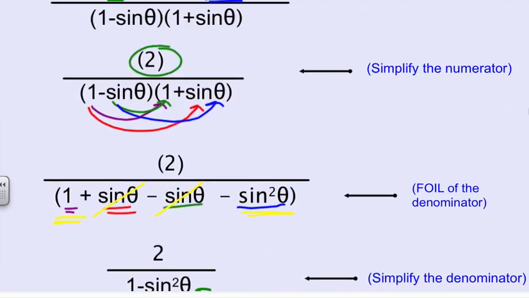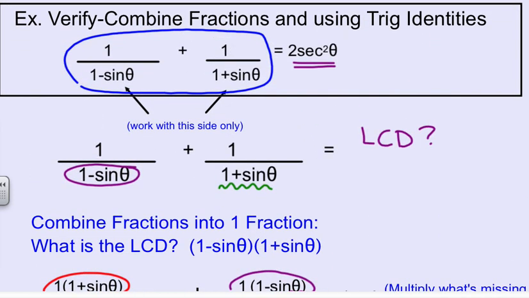Now let's go back up to the top of our problem. There it is. 2 secant squared of theta is what we wanted. And so we've just verified that identity.